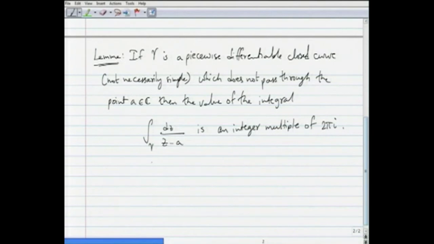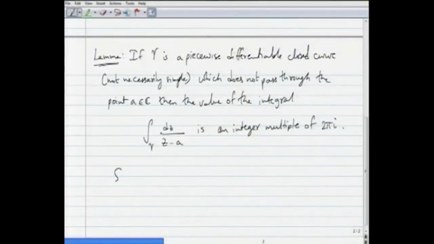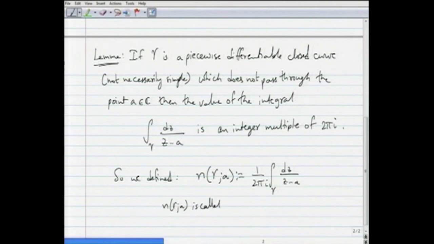Based on this lemma, since this integral evaluates to an integer multiple of 2 pi i, we named that integer the index of gamma with respect to a. So we defined n(gamma, a) to be 1 by 2 pi i times the contour integral over gamma of dz by z minus a. n(gamma, a) is an integer, called the index of the closed curve gamma with respect to a.